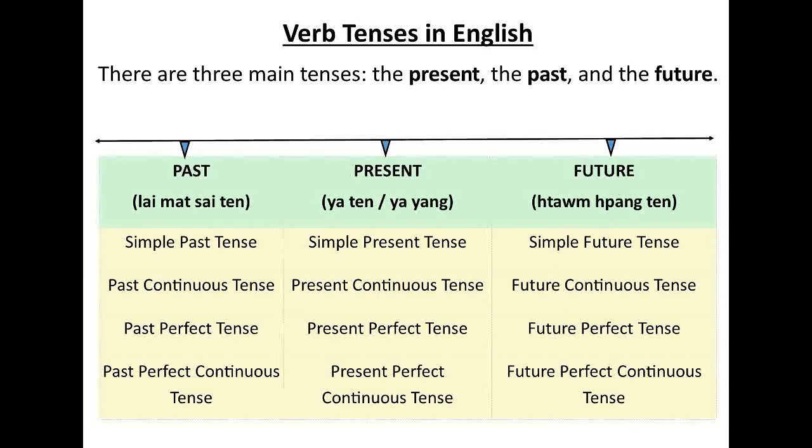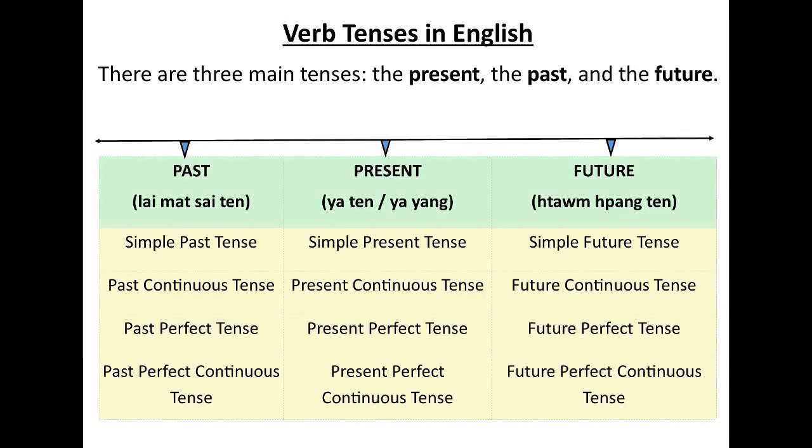This table shows you verb tenses in English. What is a tense? In English grammar, tense is a set of forms taken by a verb to indicate the time of the actions in relation to the time of the utterance. There are three main tenses. We all know that: the present, the past, and the future.